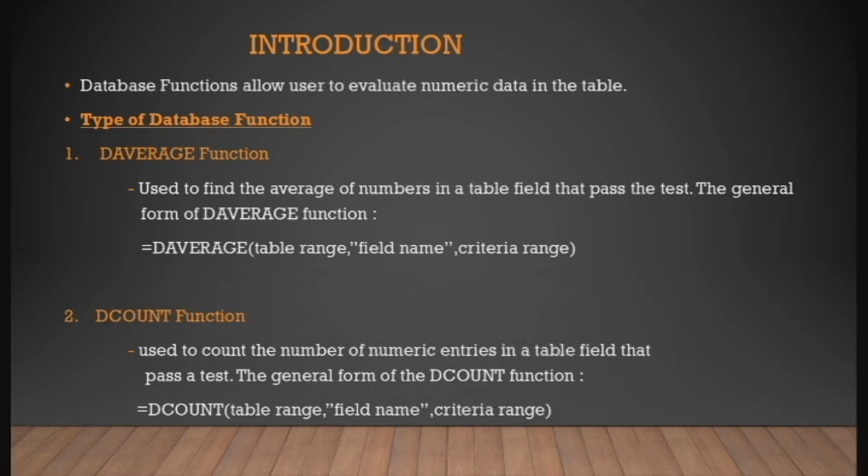Second is the count function. It's used to count the number of numeric entries in a table field that pass the test. The general form of the count function is equal to count, in brackets table range, comma, field name with quotation marks, comma, criteria range and close bracket.